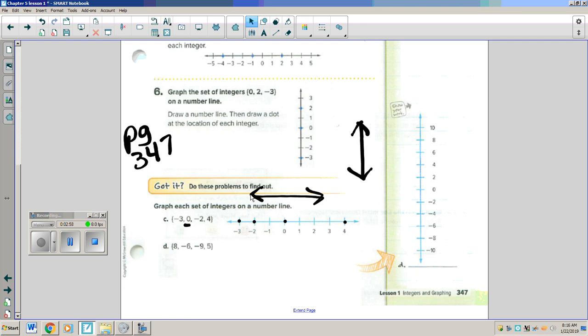Using the vertical number line on the right side of your page, graph 8. Positive 8, positive numbers are above 0 on vertical number lines. Negative 6, negatives are below. Negative 9, got to get right in between negative 8 and negative 10. And then finally positive 5, which is in between 4 and 6.